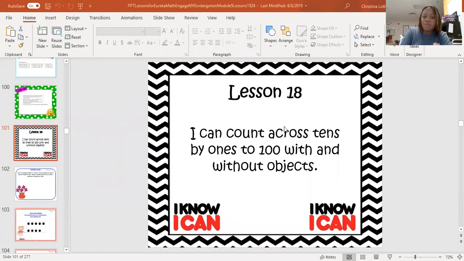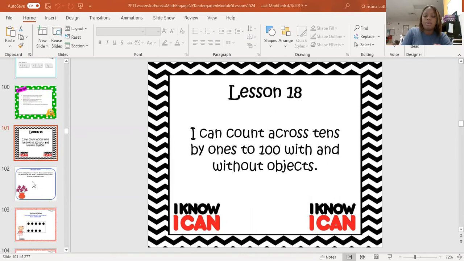Today I am going to talk about lesson 18. I'm going to share a screen today. It's going to look a little different. I'm going to go to the PowerPoint that our kids are used to seeing just so they can get a little bit more from it. So lesson 18 focuses on the objective: I can count across tens by ones to 100 with and without objects.